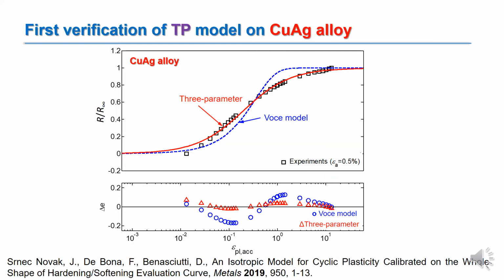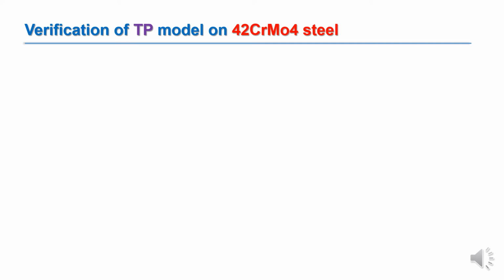The three-parameter model was already tested on copper-silver alloy. As we can observe from the comparison presented in the figure, the three-parameter model is able to follow the cyclic softening evolution of the copper-silver alloy from the first to the stabilized cycle. More details about the fitting procedure of the Voce and the three-parameter model can be found in a recently published work in Metals. The goal of this work is to apply the three-parameter model to chromium molybdenum steel.